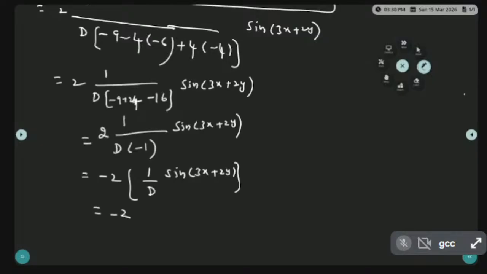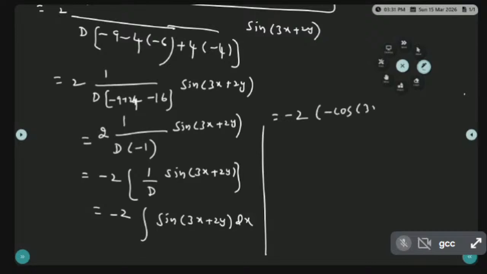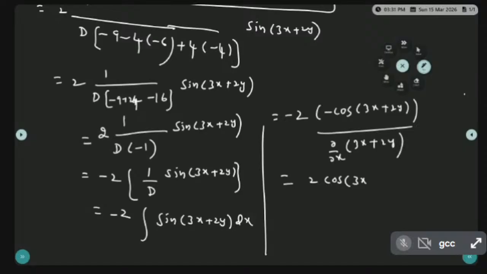1 by d means integration. Integration of sine 3x plus 2y. Integration of sine, minus cos, by dou by dou x of 3x plus 2y. Minus into minus plus 2 cos 3x plus 2y by 3.